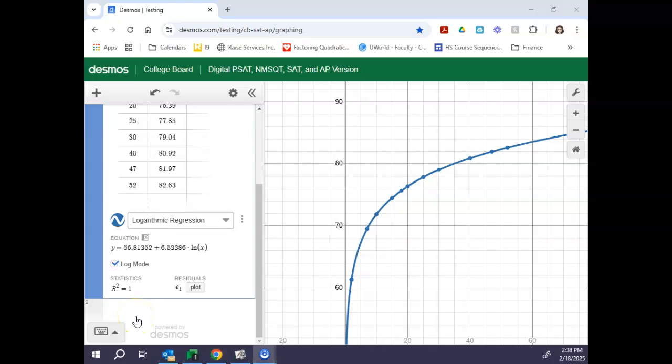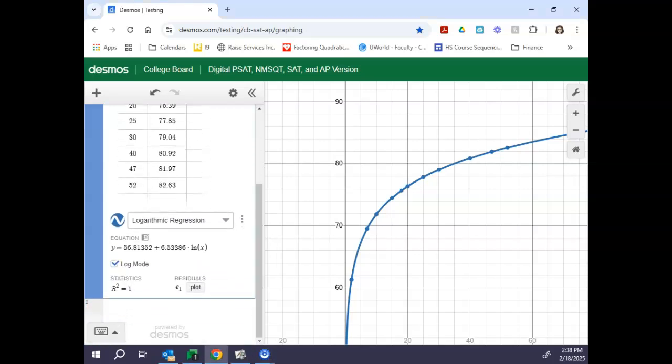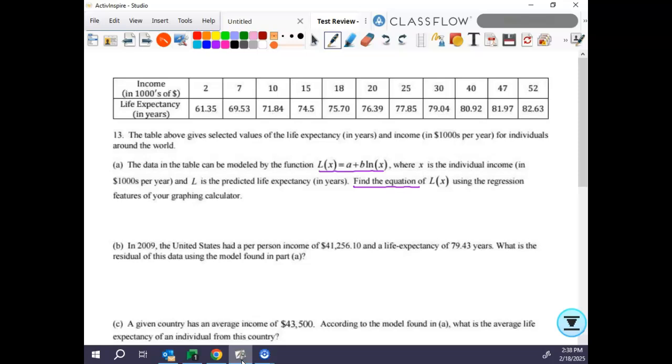And remember, the default of what it's going to give you is A plus B times the natural log of X. So when I come back over here, I wanted A plus B times the natural log of X. So I don't need to adjust anything. I don't have to change my log. I don't have to worry about a +1, because sometimes that happens.